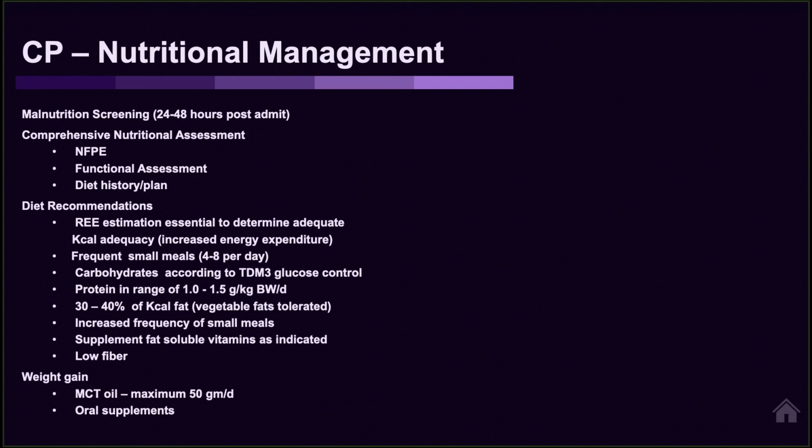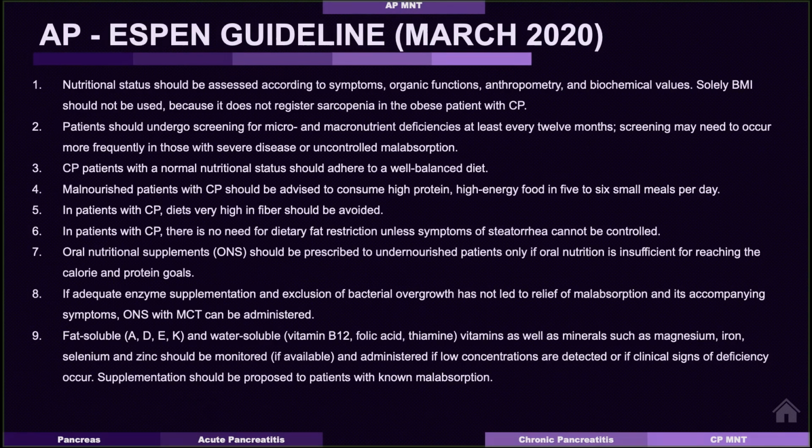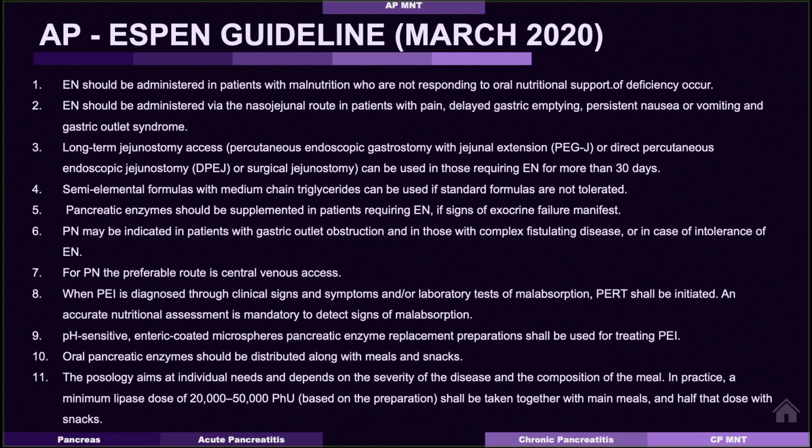So for the last three slides, I've also included the most current guidelines for chronic pancreatitis from the European Society for Parenteral and Enteral Nutrition, which were published in March of 2020. And so those are these next 3 slides.